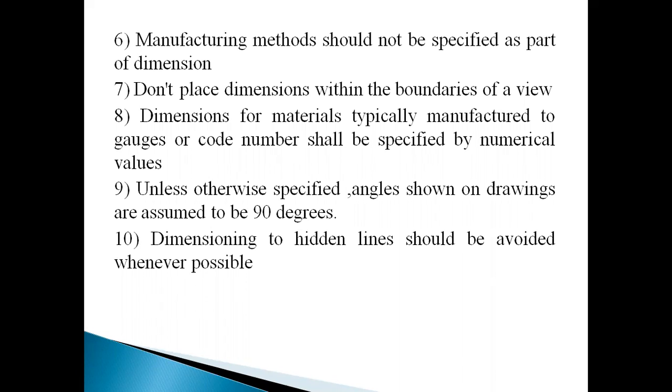Manufacturing methods. Manufacturing methods should not be specified as part of dimension. The drawing should define a part without specifying manufacturing methods. Thus, only the diameter of a hole is given without indicating whether it is to be drilled, reamed, punched, or made by any other operation.